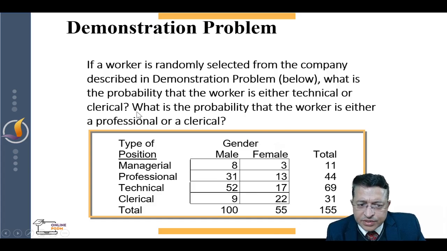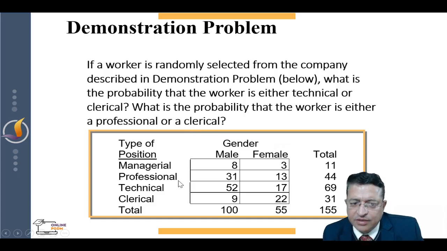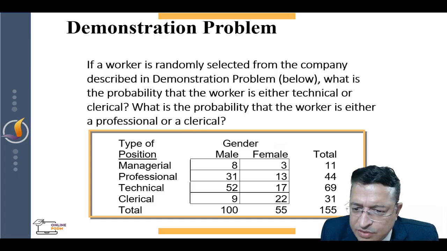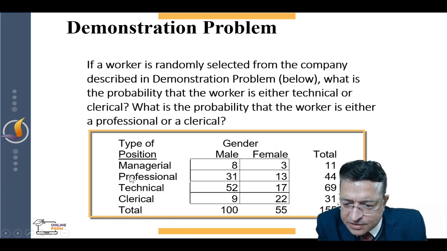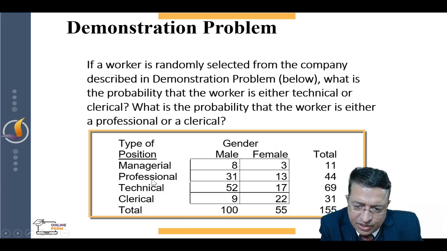Now see, the question is, what is the probability that the worker is either professional or clerical? There are two events, one is professional, one is clerical. What is the probability that the person is professional? We just need to see the total of this professional. How many professionals are there?